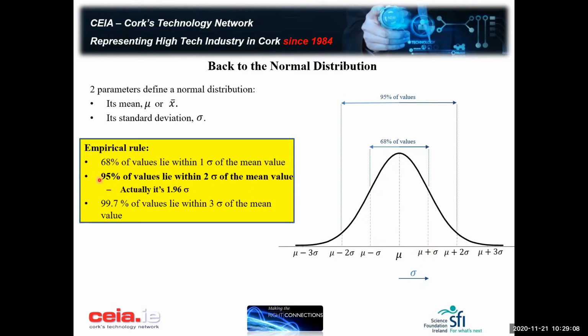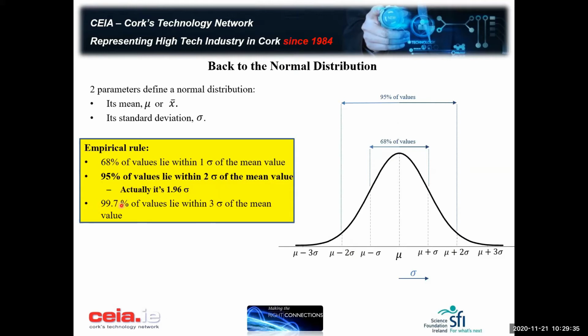More importantly, 95% of the values lie within two standard deviations of the mean. So between mu minus 2 sigma and mu plus 2 sigma. Now, actually, it's not quite 2. It's 1.96, and you should remember that it is 1.96 for accuracy. Sometimes people just approximate it with 2.